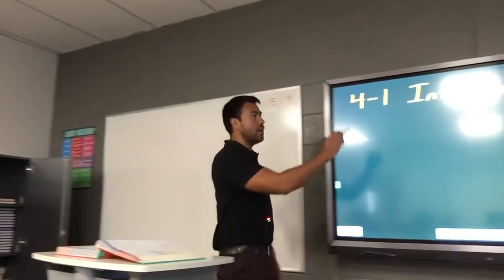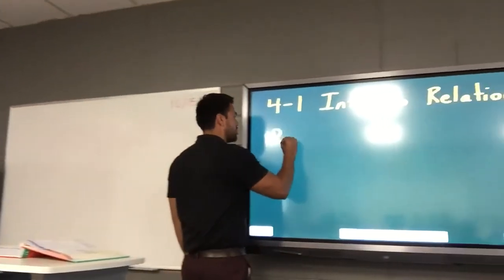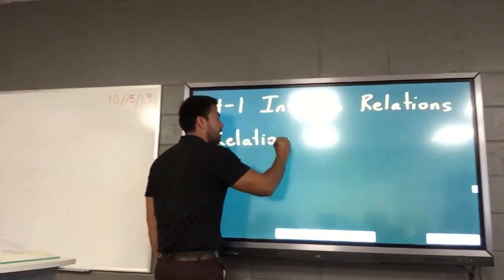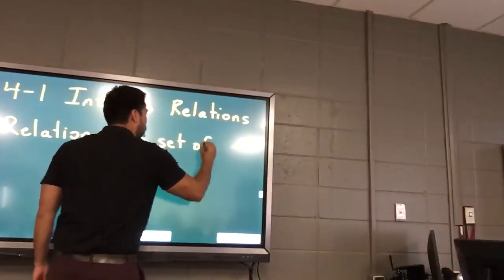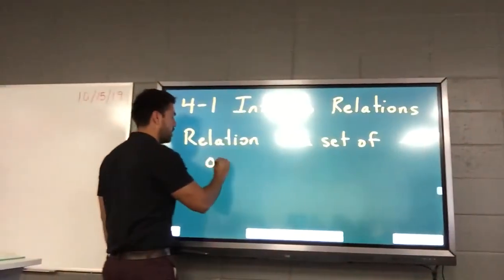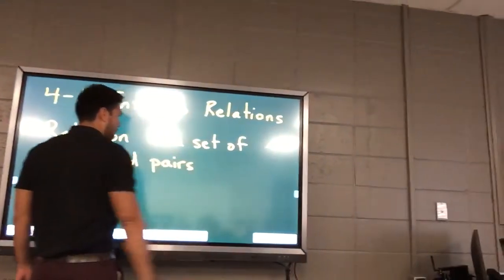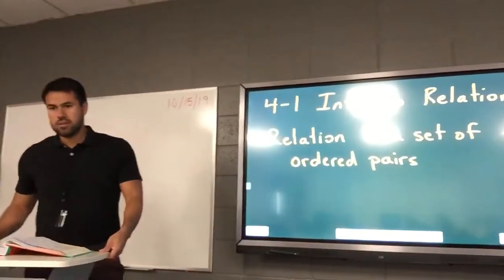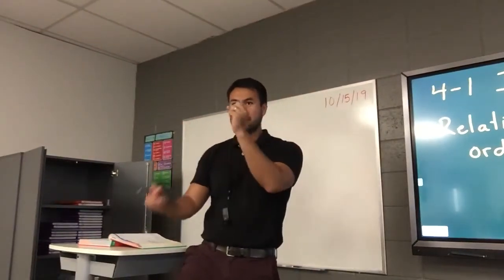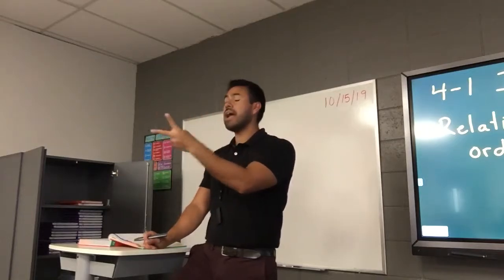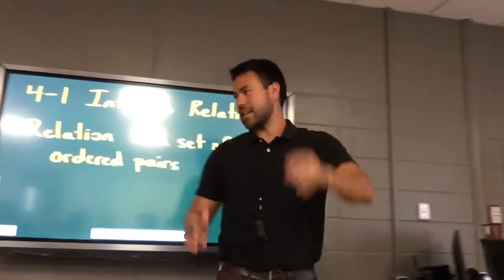Integer relations. Okay, we need to define what a relation is, and for us, a relation is going to be considered a set of ordered pairs. A relation is just a set of ordered pairs. Notice the word pair. That means how many numbers are in a pair? Two. And then it's ordered. You've got to have the right first number and then second number, in the right order.